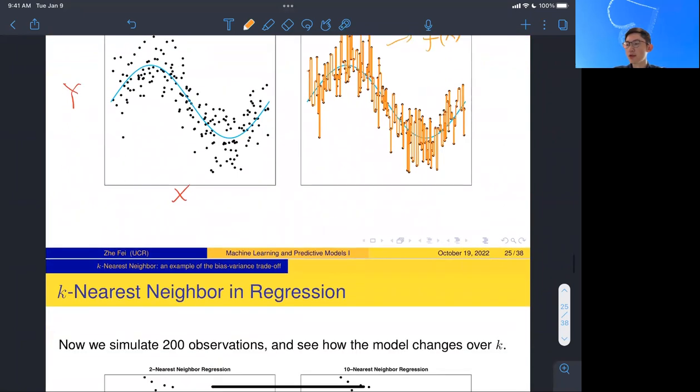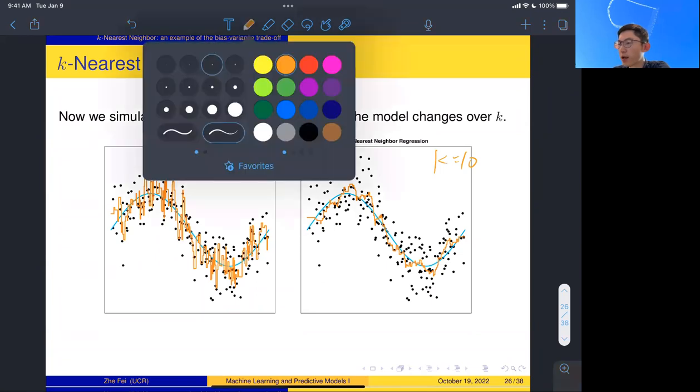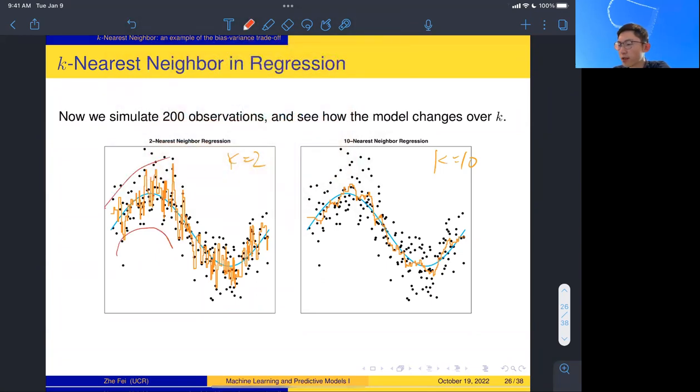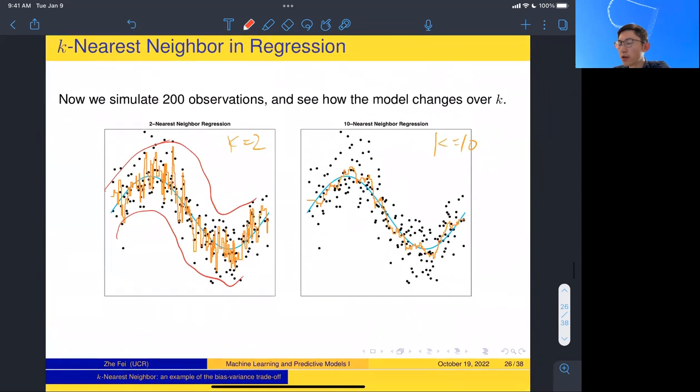So compare this one nearest neighbor to, say, 2 nearest neighbor or 10 nearest neighbor. So here k equal to 2 or k equal to 10. We see that as we increase k from 1 to 2, the variance is largely reduced, because the variance is essentially indicated by the range of your fit. This range of your fit indicates the variance, and when k equal to 2, this variance is reduced, and it is further reduced if we use k equal to 10 on the right hand side.